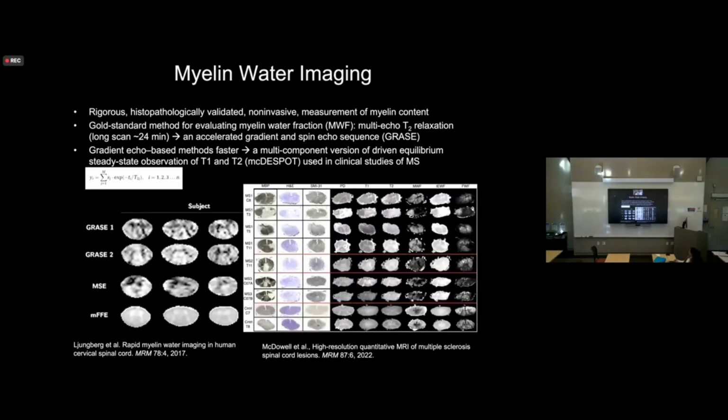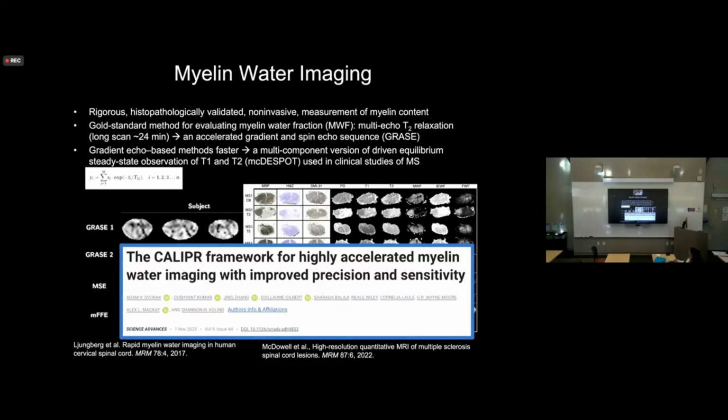And it's been validated histologically with postmortem samples and shown that this actually is a strong measure that is reflective of myelin content. And moving from 24 minutes to something that's very rapid, very accessible, has been one of the hallmarks of the group. Here, just an article from Adam and Shannon Colan's group at UBC, where they're able to make myelin water imaging something that's very approachable and rapid to start to assess the health of the spinal cord.